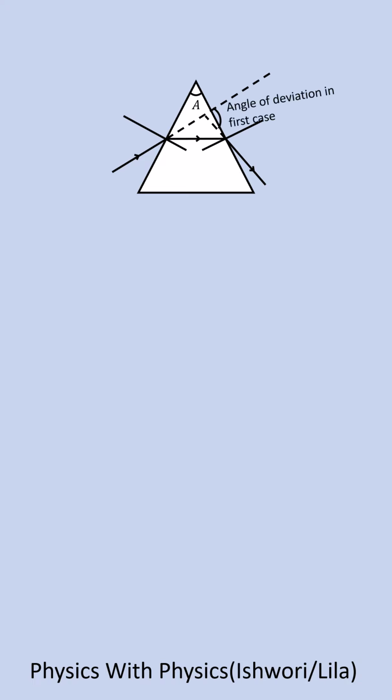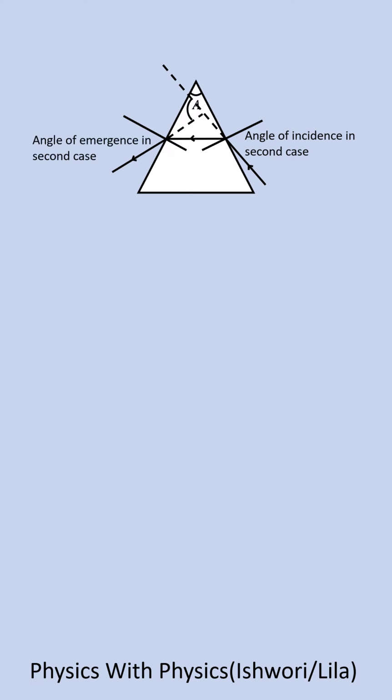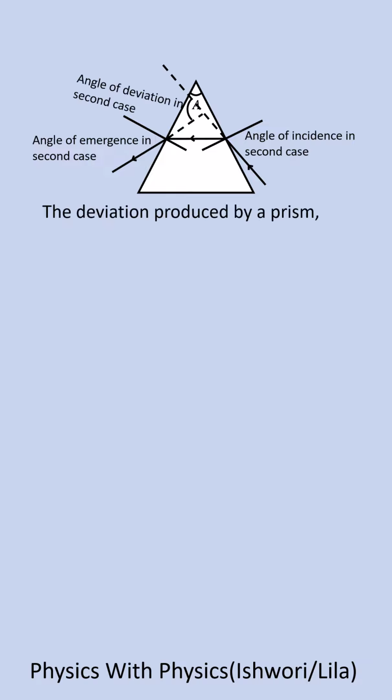This is the angle of deviation in the first case, angle of incidence in the first case, angle of emergence in the first case. This is the angle of incidence in the second case. This is the angle of emergence in the second case. This is the angle of deviation in the second case. Now, the deviation produced by a prism is very simple. Delta equals I plus E minus A, I equals I1 and E equals I2.